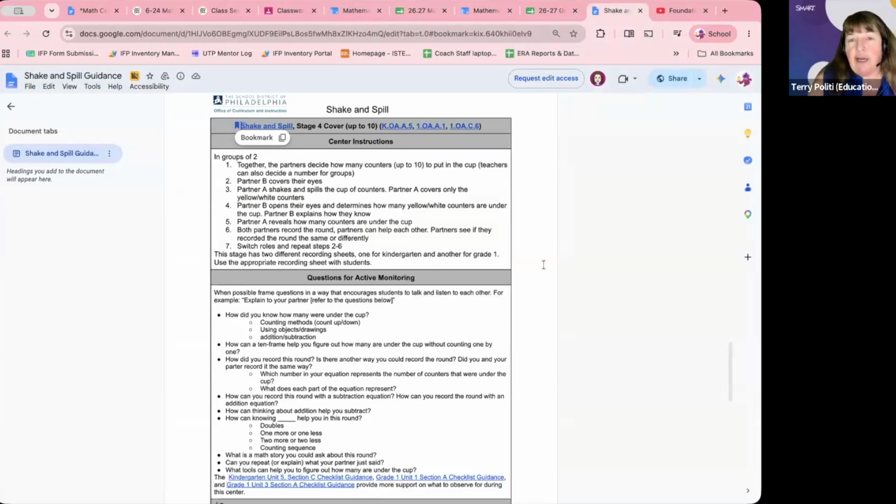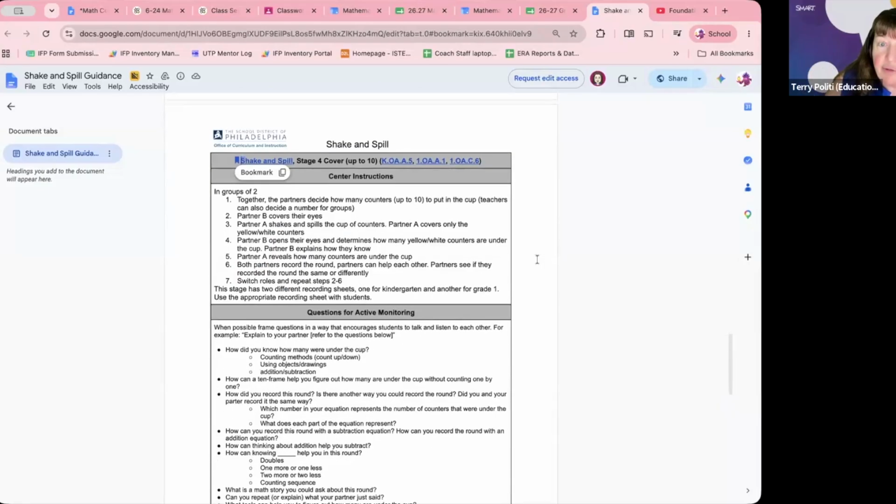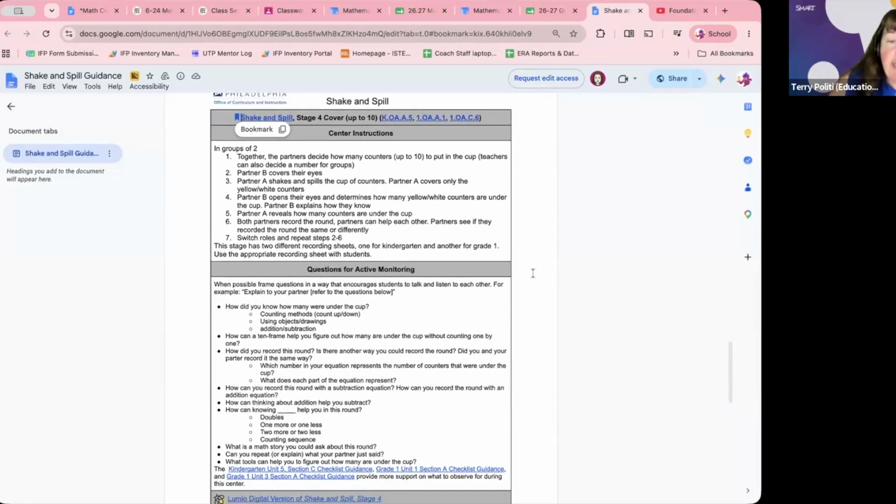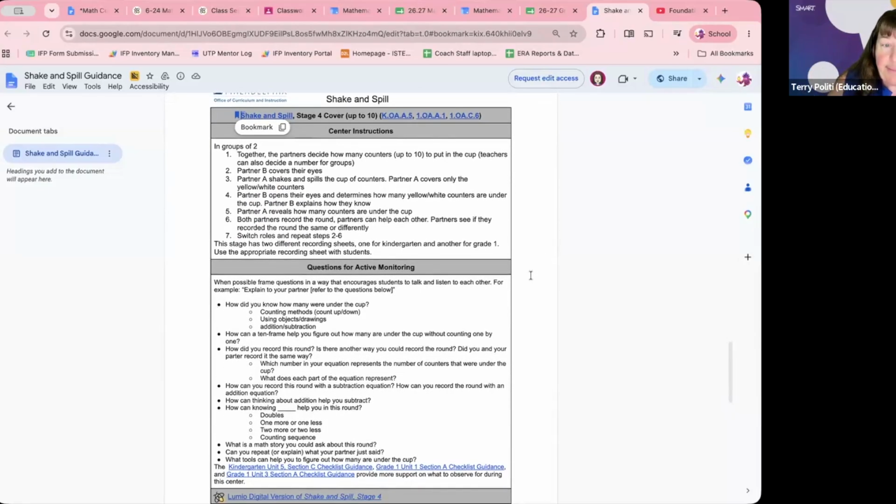In the guidance documents, whichever one you pick, it takes you right to the stage that is appropriate in that grade level. There are other stages if you have kids that need to go back. I know in our room we were talking about IEP goals. It's literally the Google Doc that you can scroll through. But it took me to shake and spill stage 4.